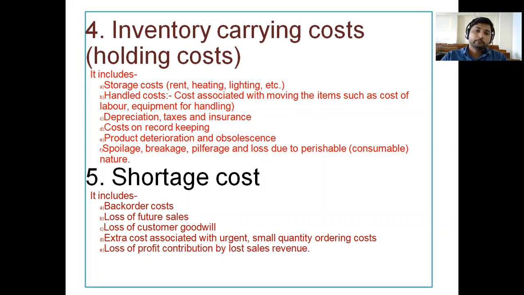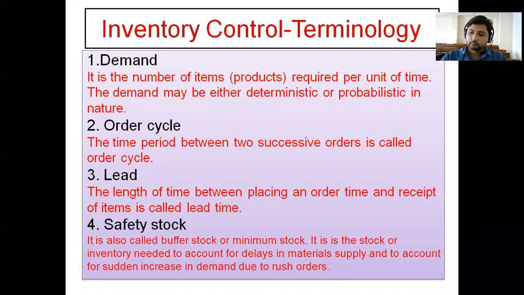Then we have also discussed the terminologies. What are the different terminologies we require in inventory control models? First is nothing but demand. So demand will be calculated as number of units per unit time, or the number of units required to be sent from the industry to the customer during a particular time period. That will be considered as demand.